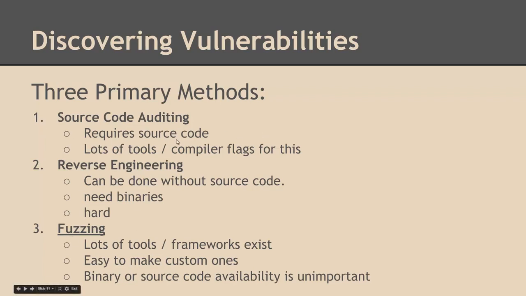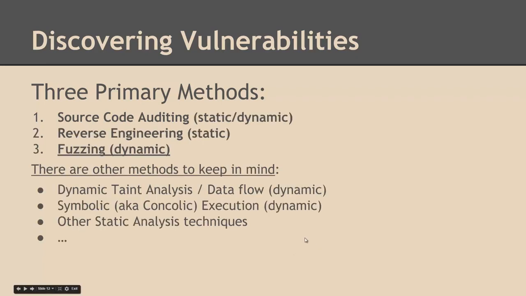There are lots of tools out there for source code auditing, including compiler flags and source code auditing tools. For reverse engineering, there's a handful of tools, including debuggers and disassemblers like IDA, Binary Ninja, and others. But you have to have a good deal of skill in order to perform this task. Fuzzing is easy. Lots of tools and frameworks exist for it. It's easy to make custom ones, and whether or not you have the source code is unimportant. You at least have to have the means to run it dynamically and do dynamic testing.